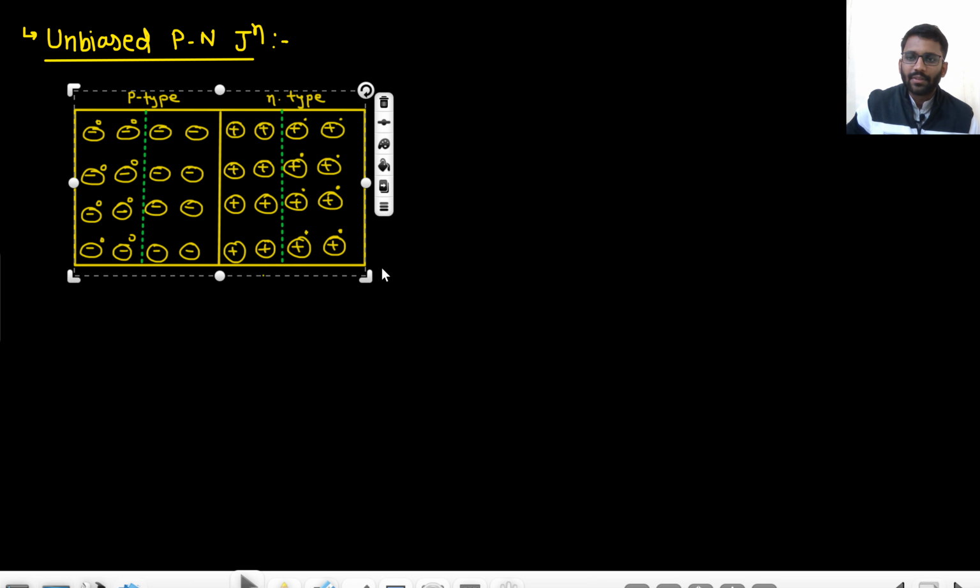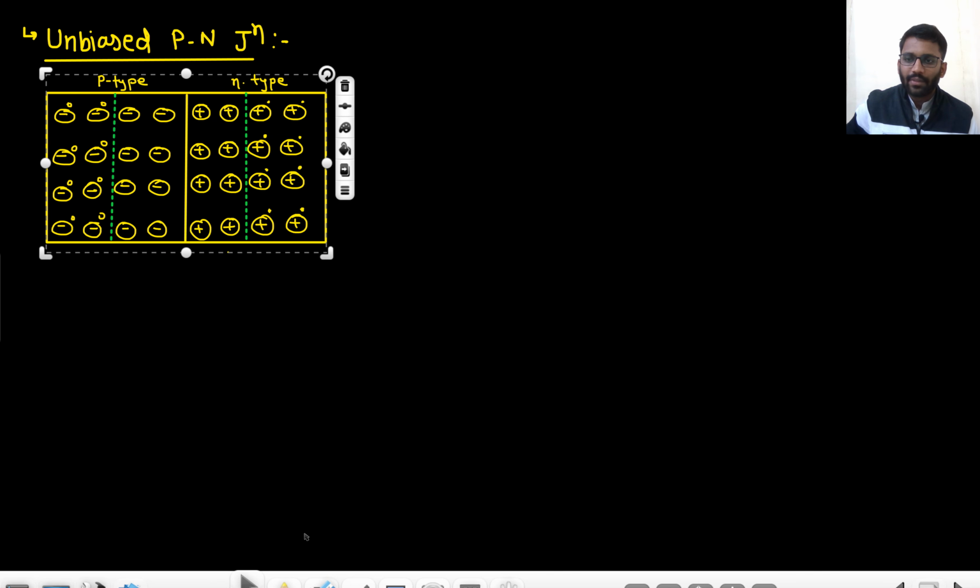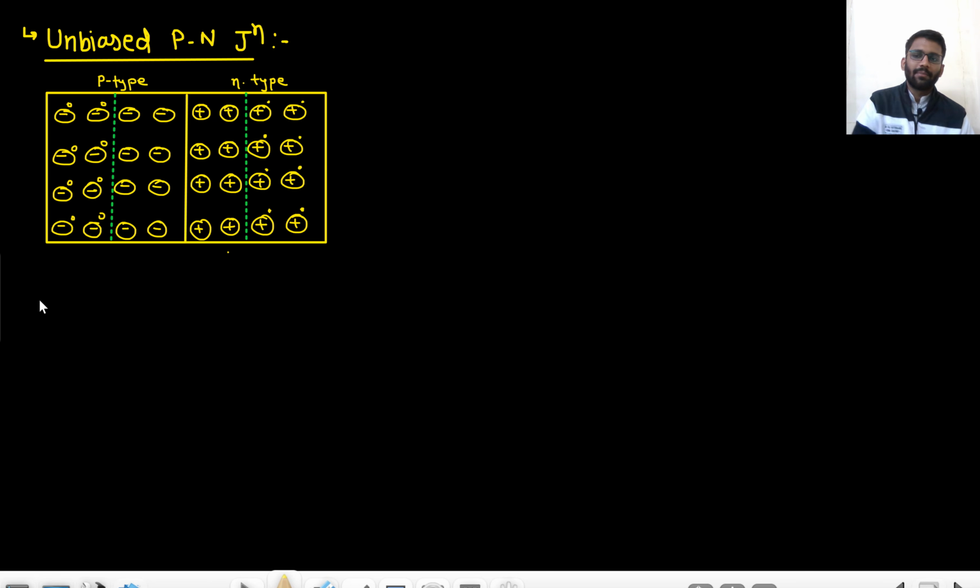This is your unbiased PN junction, right? P type and N type. This was unbiased. Now the biased PN junction: P type, N type, and this was the depletion region. That was the most important point. Let me write it again. So this was the depletion region.